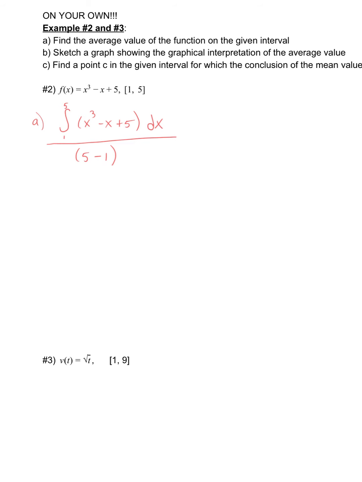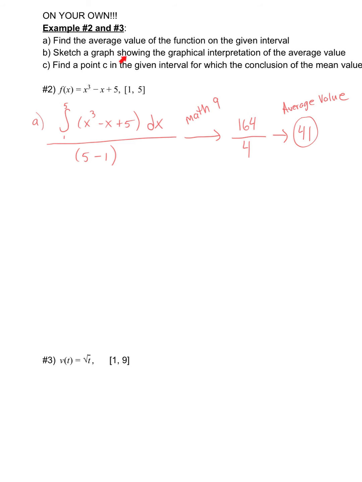So let's solve this. On top, of course, you may use Math 9 to solve a definite integral. I am getting 164. Make sure you practice that. On the bottom, 5 minus 1 is 4. So 164 divided by 4 is going to look like 41. So there is our average value. All right. So let's go to part B.